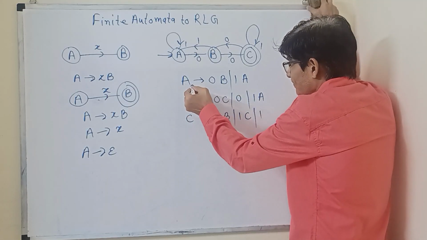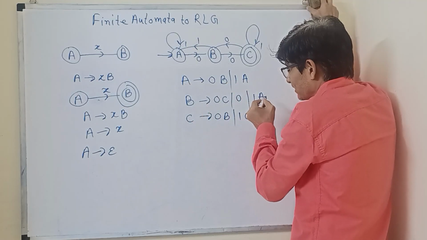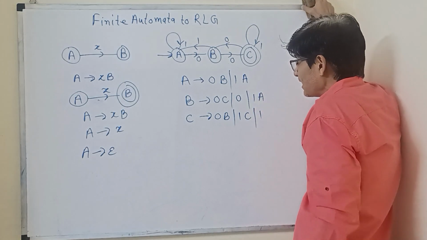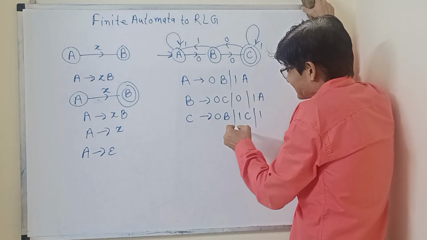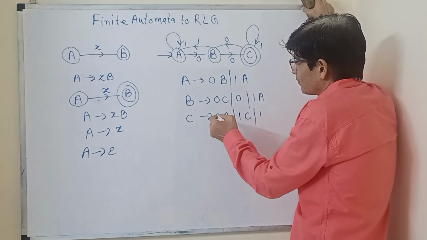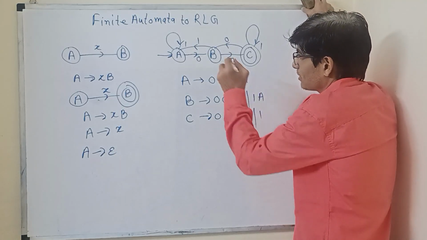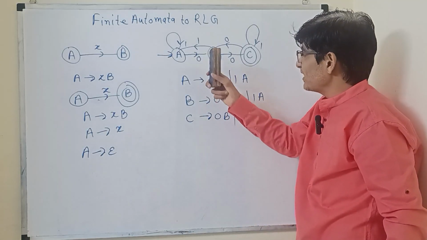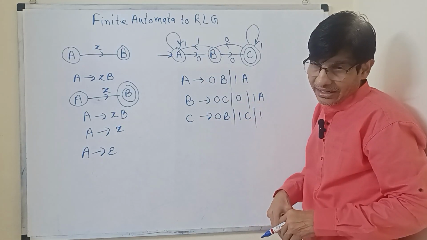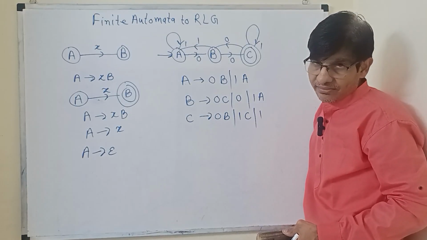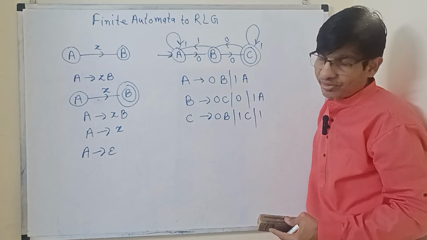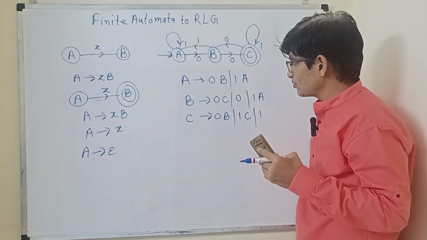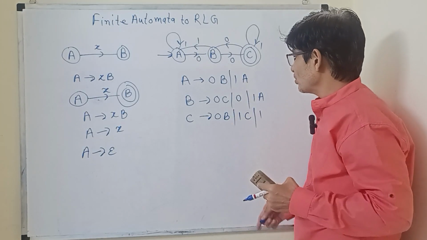And for A, we have two productions. For B, we have three productions. For C, we have three productions again. And this is the equivalent grammar for that particular finite automata. So this is how you can convert any finite automata into RLG. I hope this is very much clear. I will take another example now and tell you how to convert that particular finite automata into RLG.